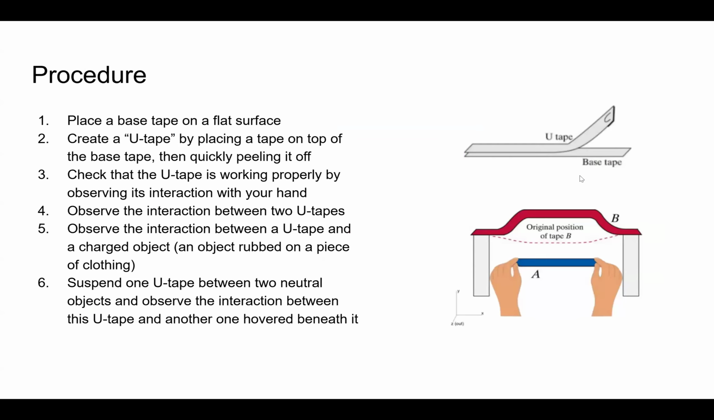The procedure was to first place a base tape on a flat surface, create a U-tape by placing a tape on top of the base tape, then quickly peeling it off, and you can see the diagram for that in the top right. Then check that the U-tape is working properly by observing its interaction with your hand. It should attract. Then observe the interaction between two U-tapes. Next, observe the interaction between a U-tape and a charged object, which in this case was a pen rubbed on a piece of clothing. Then we suspended one U-tape between two neutral objects and observed the interaction between this U-tape and the other one hovered beneath.